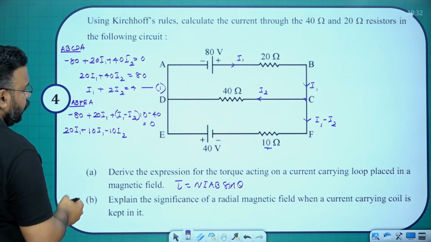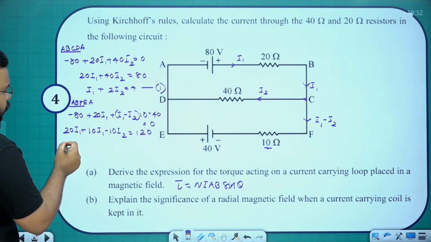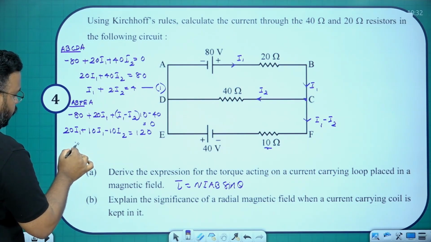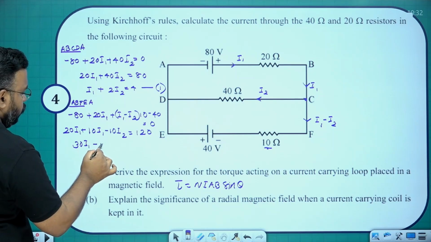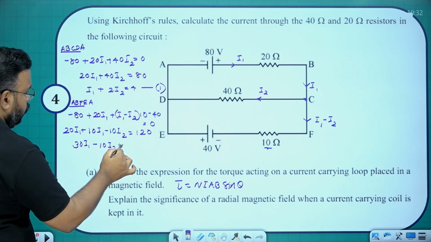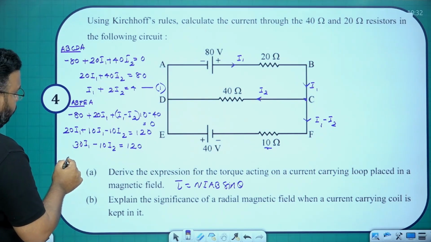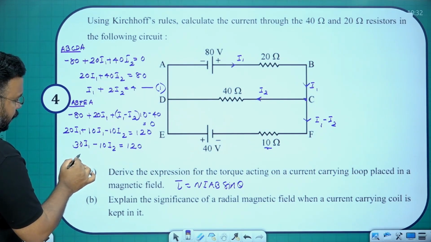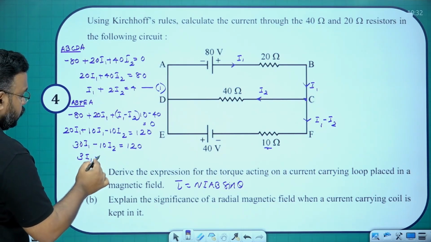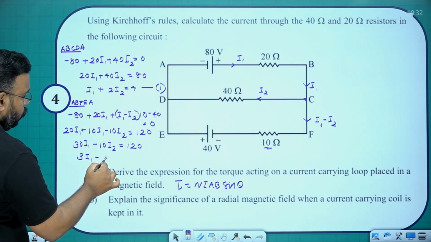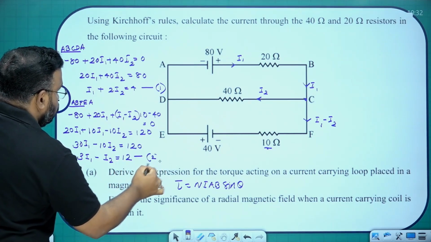Minus 80 minus 40 will be minus 120, that I am taking to the other side, it will become plus 120. 20 I1 plus 10 I1 will become 30 I1 minus 10 I2 equal to 120. So if you are dividing it by 10, we get 3 I1 minus I2 equal to 12. This is equation number 2.